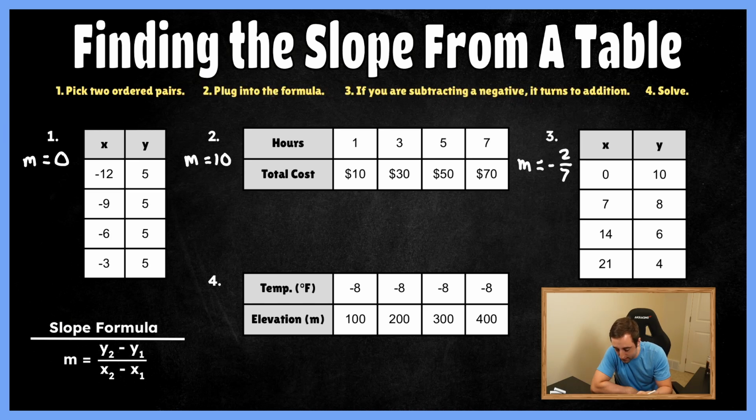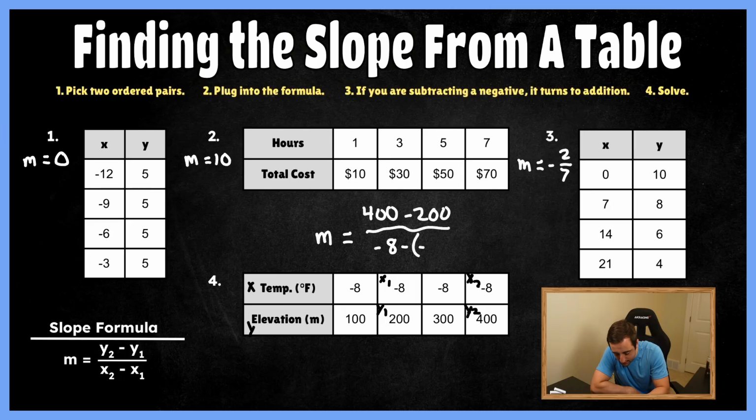So again, no X and Y labels. So temp is going to be X and elevation is going to be Y. We label X1, Y1, X2, Y2. Let's plug it into our slope formula. So M equals Y2 minus Y1. That's going to be 400 minus 200 all over negative 8 minus negative 8. Well, 400 minus 200, that'll be 200 up top. Negative 8 minus a negative 8 turns to addition. So negative 8 plus 8 gives you 0.